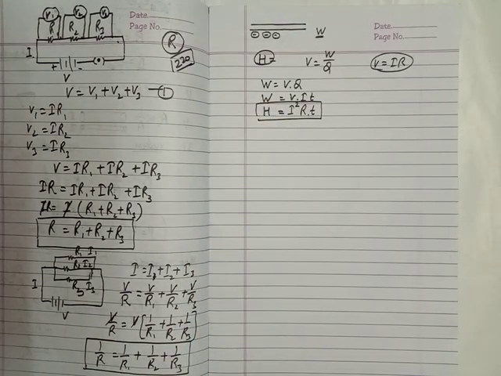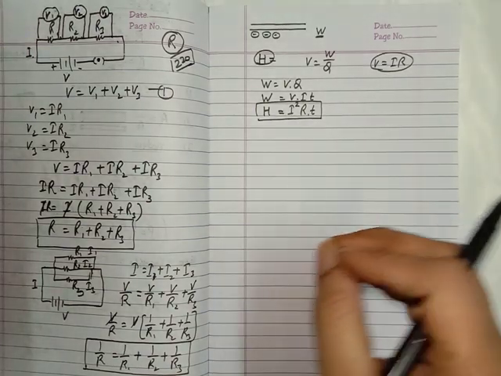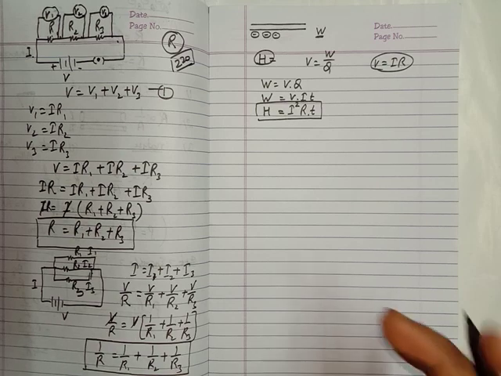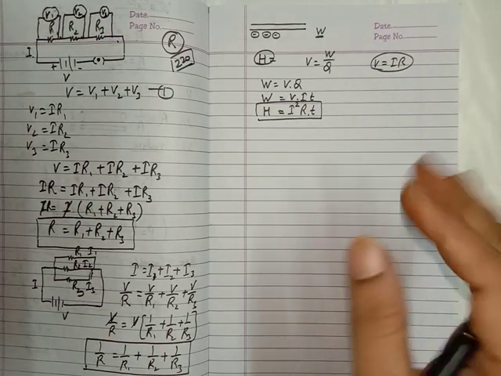Now, the electric power. This is the last part of the chapter, so I'm going to finish the revision of this chapter. I don't explain any numerical here, because there are a lot of numericals in this chapter, so if you have any problem in numericals, you can ask me.